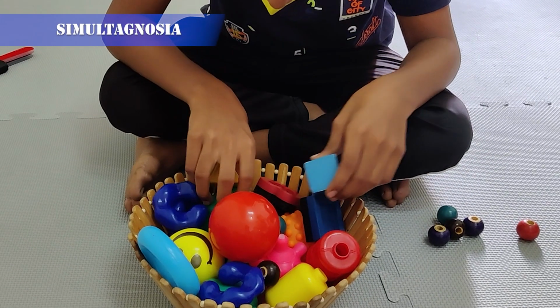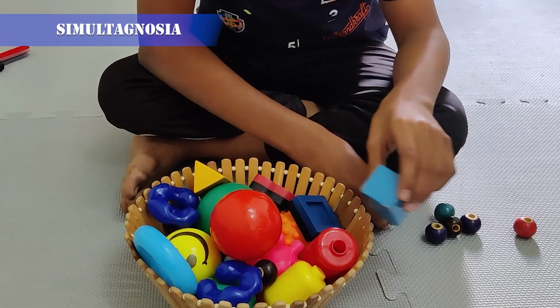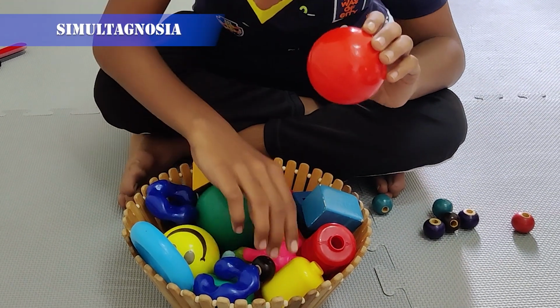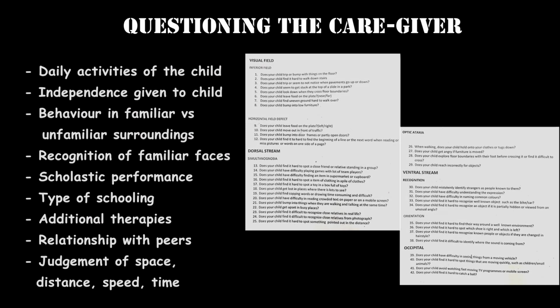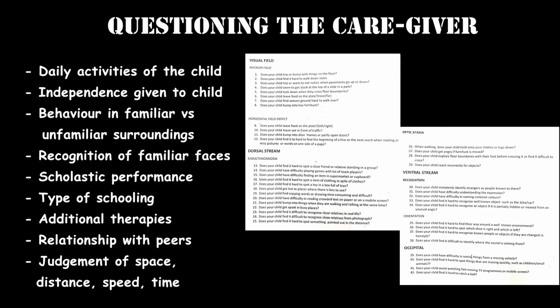For assessing simultanagnosia, one can ask the child to pick up a certain toy from a group of toys in a basket. For the ease of assessment and understanding the child's visual function well, one can use a structured clinical question inventory like shown here.